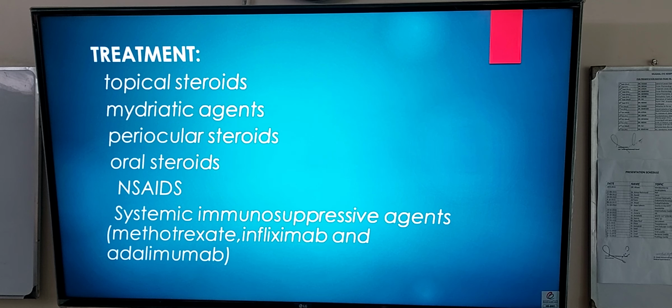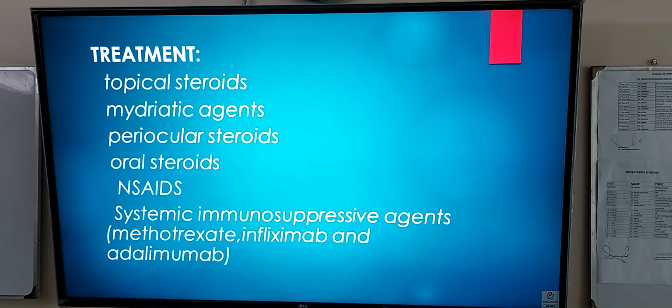Treatment includes topical steroids. This is the initial treatment. First we start with topical steroids and mydriatic agents. Mydriatic agents should be given with caution to children. We should give them initially and then taper them off, and not give them for a prolonged time because they can cause amblyopia in children.